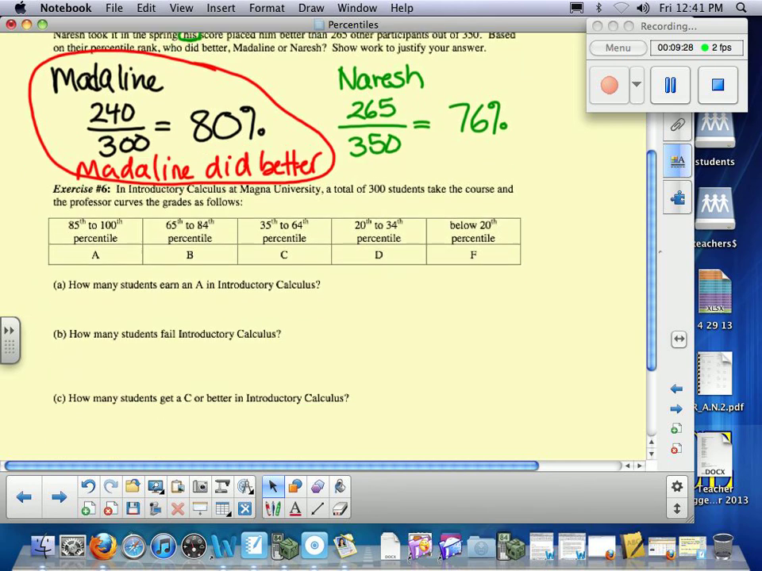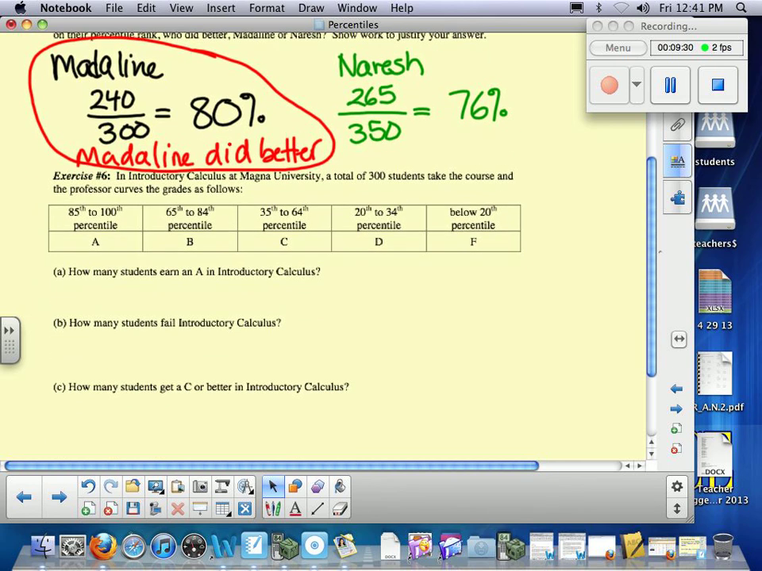And our last question on notes. We're in an introductory calculus class at Magna University. There are 300 students that take this class. I can't imagine teaching one class to 300 students. That's a lot of papers to grade. Anyway, the professor curves the grades. So it doesn't really matter what you got, you're going to get the curve anyway.